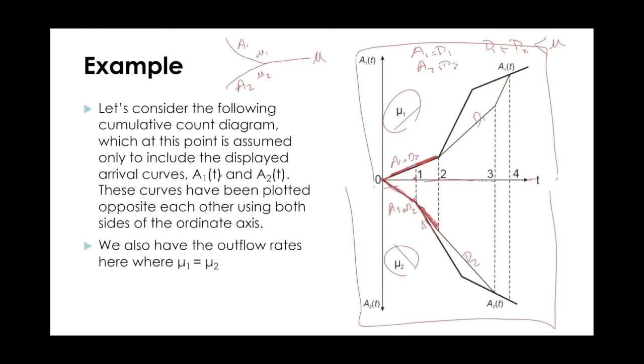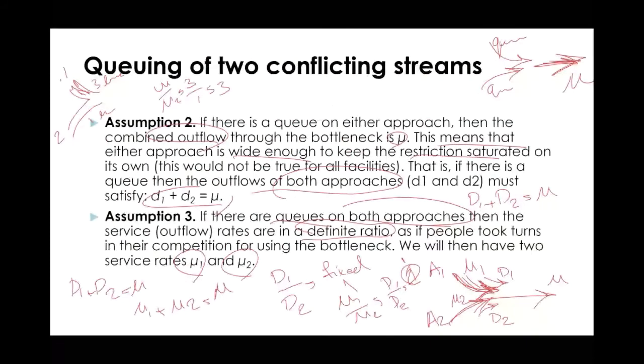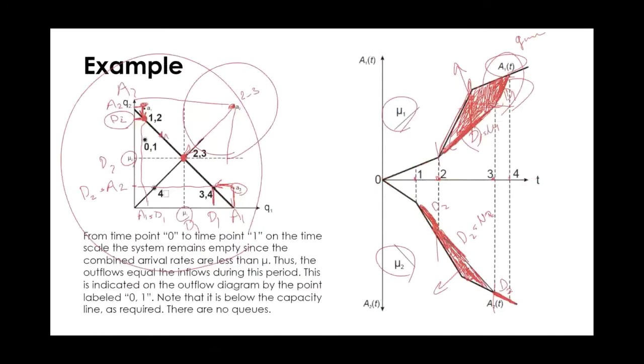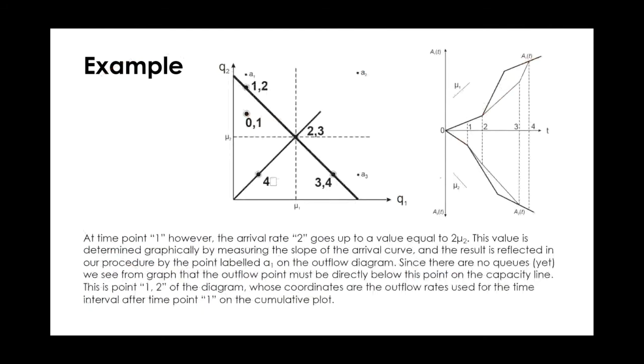So remember, the whole objective of the envelope method was that I wanted to predict how queues grow and dissipate on each of these streams upstream of a merge. And with this method, we just managed to calculate all these D1 and D2s for different circumstances, when both streams are congested, when one of them is congested and the other is not, to actually calculate the arrival and departure curves. And if we plot them and calculate the area between them, we'll manage to calculate the total delay, the average delay per vehicle, etc.